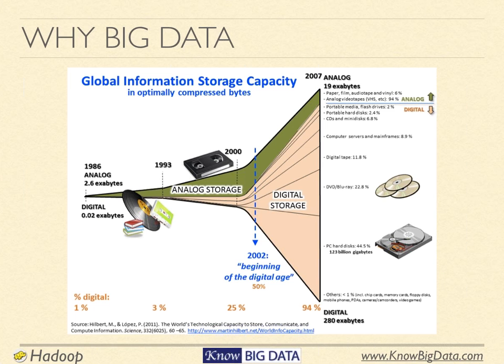So this graph essentially shows you the analog storage and digital storage growth path. At what rate digital storage has grown, and at what rate analog storage has grown over a period of time, since 1986 to 2007. The paper film, the audio tape, and vinyl, they all are considered analog storage, while the digital storage is in the form of hard disk, computer servers, CDs, portable disks, flash drives, and all of that. Even a floppy is considered digital storage.